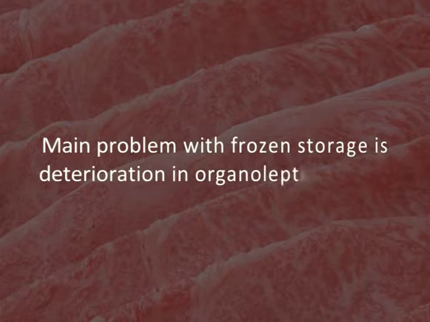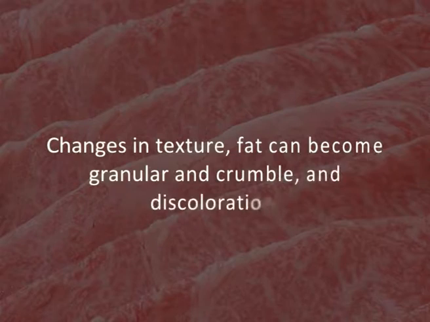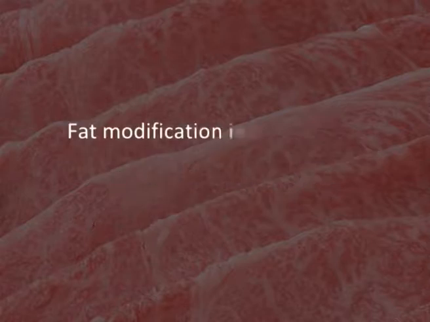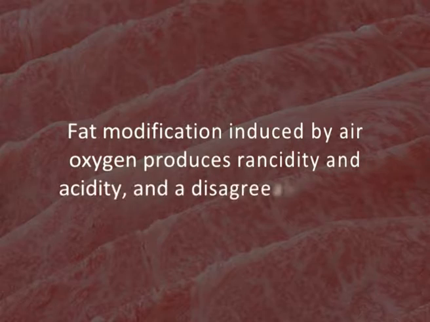And particularly during thawing, moisture loss will generally be lower. The main problem with frozen storage is deterioration in organoleptic quality. There may be changes in the meat texture, fat can become granular and crumble, and there can also be some discoloration of the meat. Fat modification induced by air oxygen produces rancidity and acidity and a disagreeable taste.